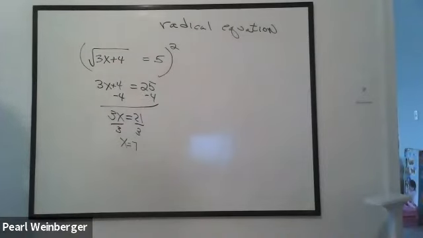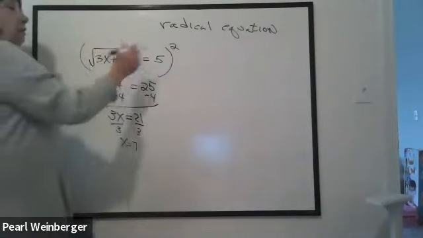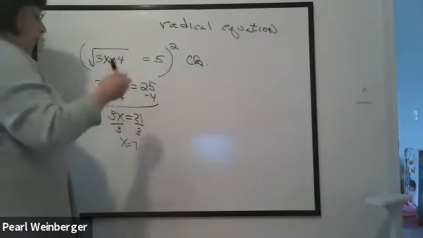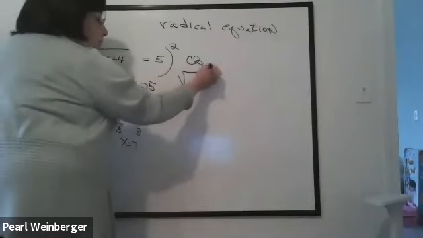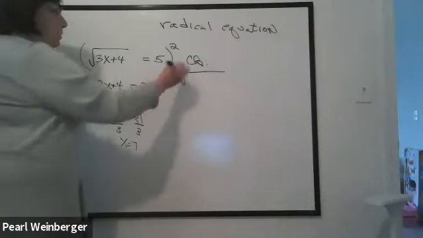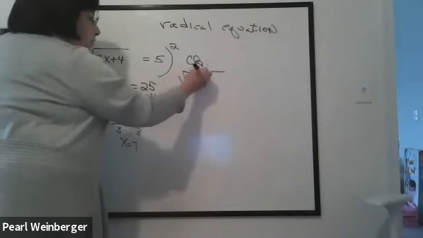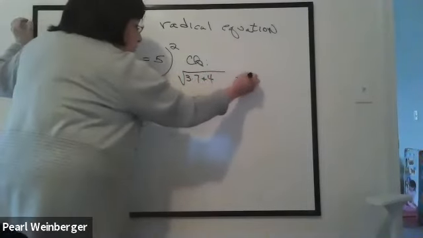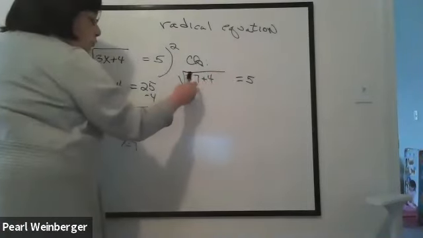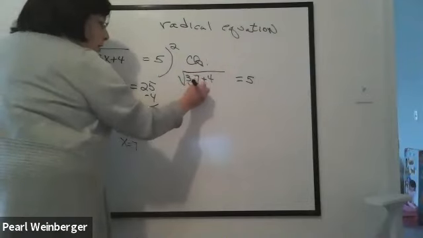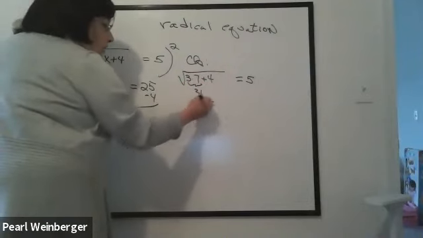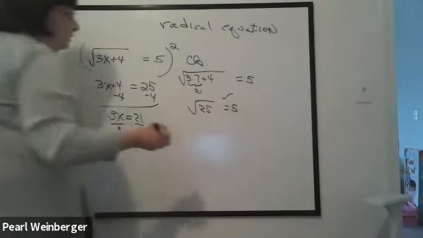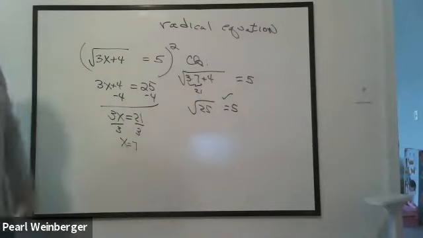It is extremely important that when you have radical equations that you check your answers. Let's check this answer by replacing x with 7. So this will be the square root of 3 times 7 plus 4, equal to 5. Now 3 times 7 is 21, and 21 plus 4 is 25. And the square root of 25 does equal 5. This makes sense. This is the correct answer.